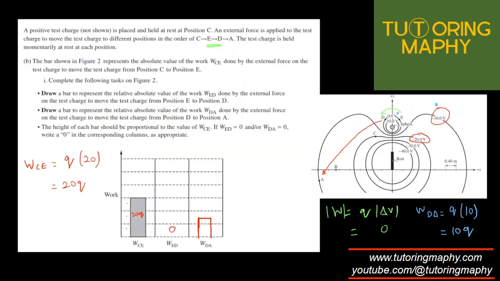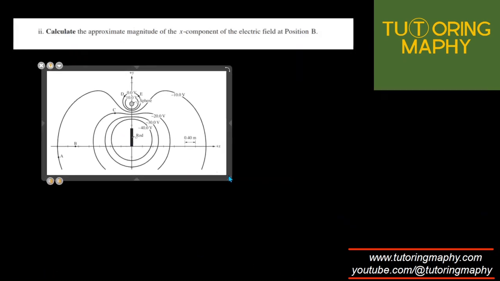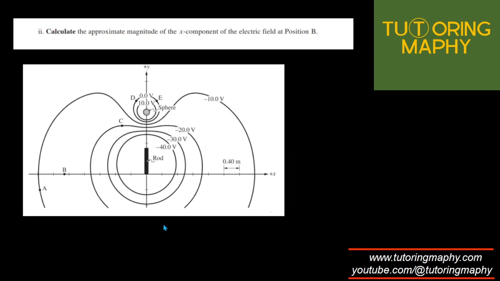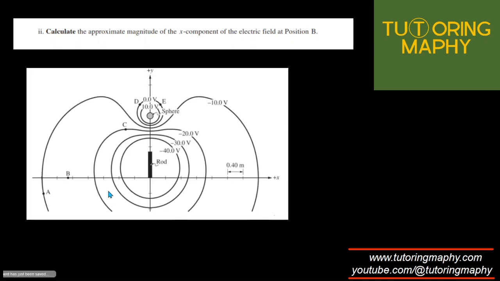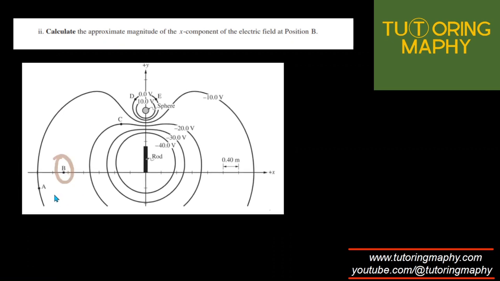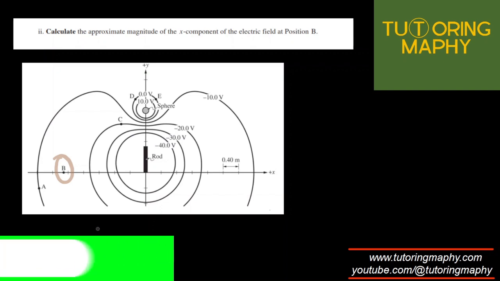The next one talks about calculating the approximate magnitude of the x component of the electric field at position B. Again, I'm going to borrow this figure. So at position B, they are talking about the x component of the electric field. Position B is somewhere over here. It's exactly here, actually. How will we find the electric field here? I think we can use the, huh, interesting.